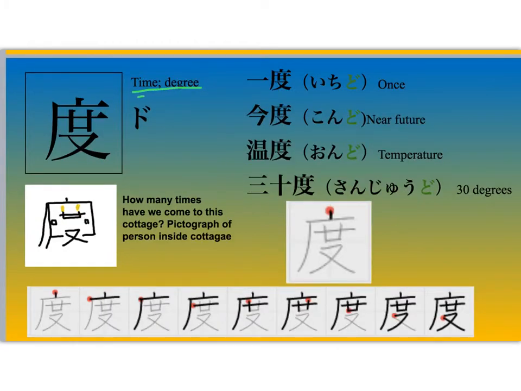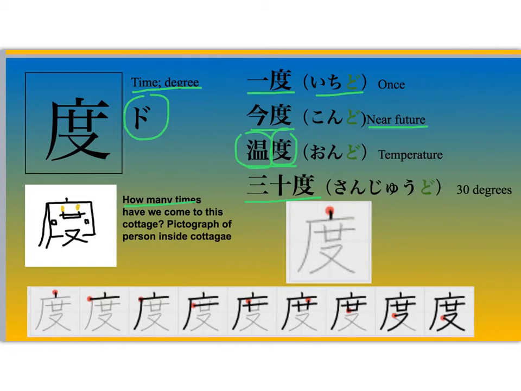Time or degree, it's read as do. For example, ichido means one time. Kondo means in the near future. Usually it means like next time, kondo. Also then we have ondo, where on represents temperature, do represents degrees, and of course if you're talking about degrees, sanjudo means 30 degrees.